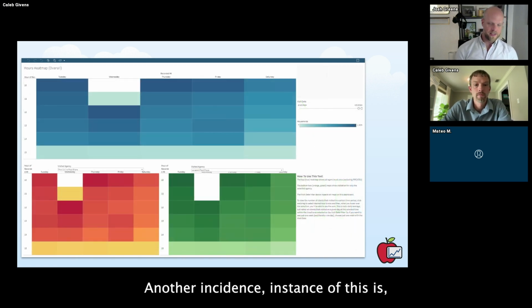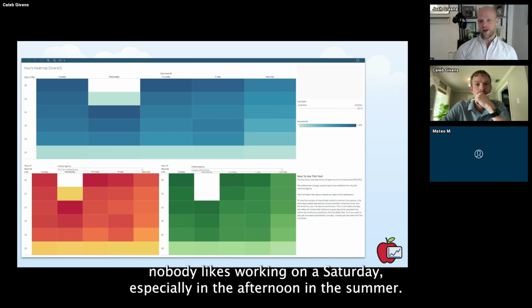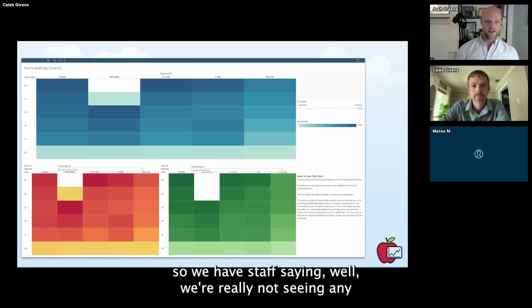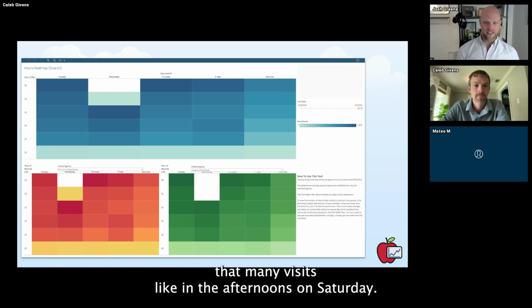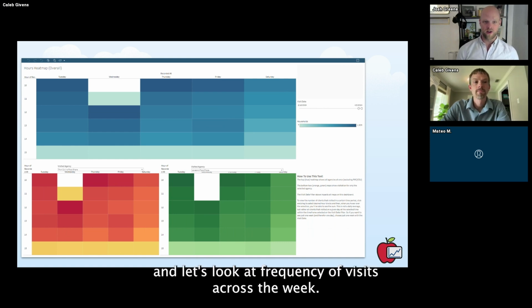Another instance of this is we operate our pantries Tuesday through Saturday. Nobody likes working on a Saturday, especially in the afternoon in the summer. So we have staff saying, well, we're really not seeing that many visits in the afternoons on Saturday. So it's like, okay, well, let's pull in Link2Feed data and let's look at frequency of visits across the week.